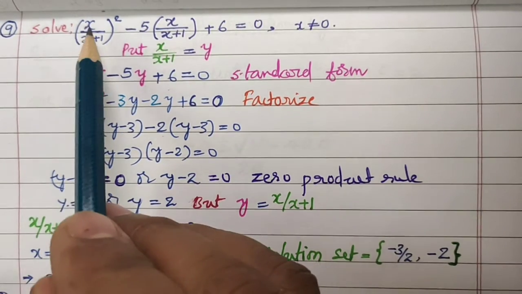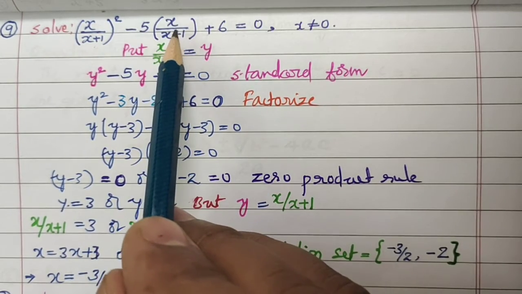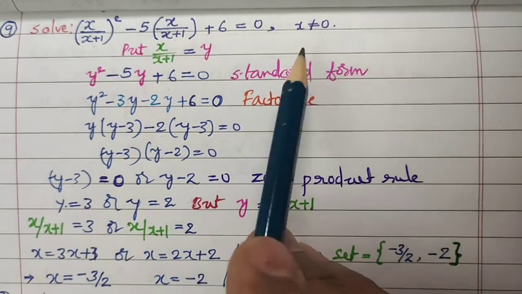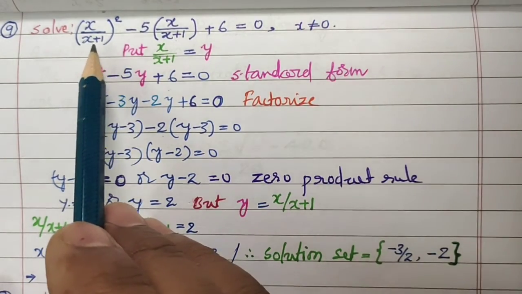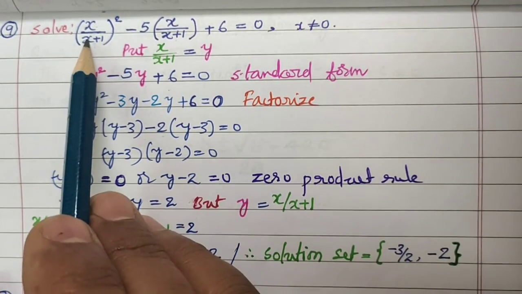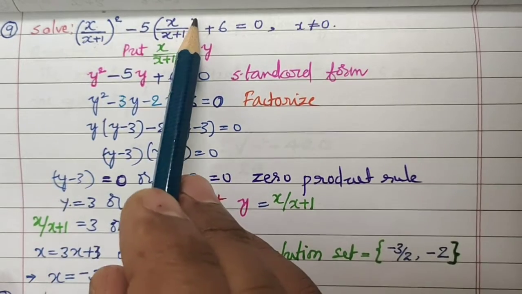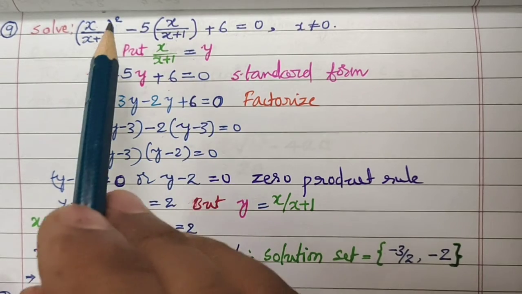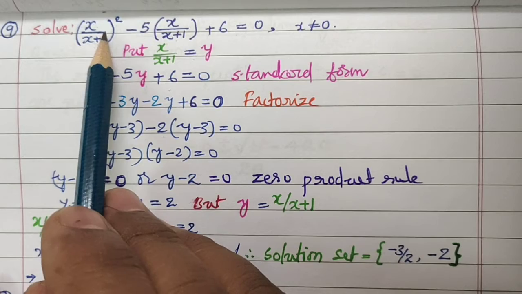Solve (x/(x+1))² − 5·(x/(x+1)) + 6 = 0, where x ≠ 0. In this type of problem, you should be very careful. Look at these two parts, both are the same. x/(x+1) here and x/(x+1) there, there is a square, there is no square. Put x/(x+1) = y, so that it will become very easy to solve this. Don't straight away expand this and start doing it.